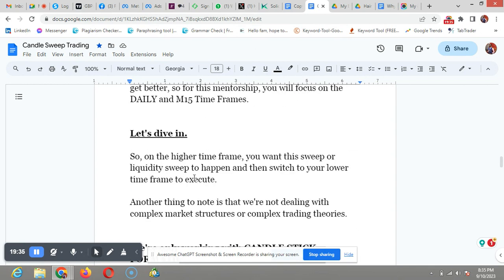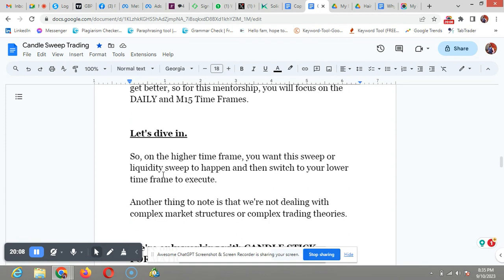So on the higher time frame, what are we looking for? It's simple. On the higher time frame, we just want to see a candle sweep. I explained what a sweep is. I said a sweep is when the recent candle takes over or sweeps the high or the low of the previous candle with just the wick and not the body. I explained that by illustration.